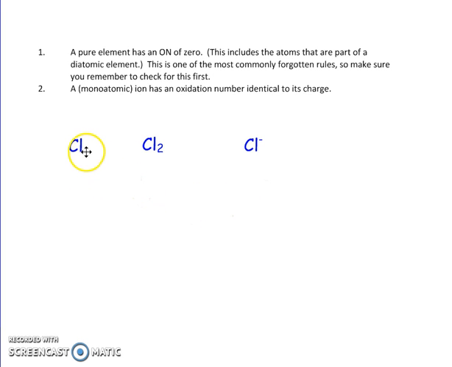So chlorine with nothing written next to it has a charge of 0. However, if chlorine is written with a negative charge, then the oxidation number is -1. Oxidation numbers are kind of like charges, but not exactly. However, in the case of ions, the oxidation number is the charge.